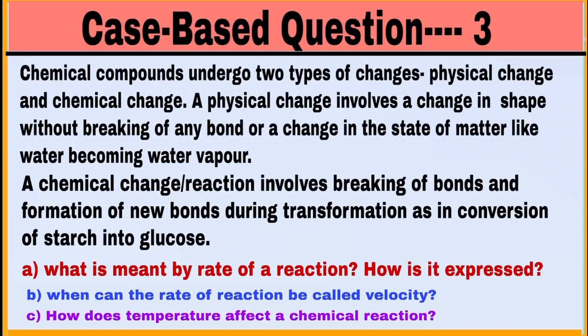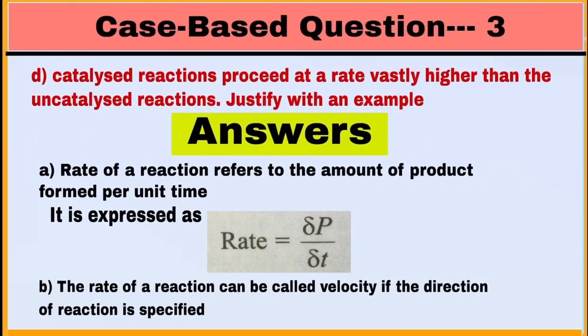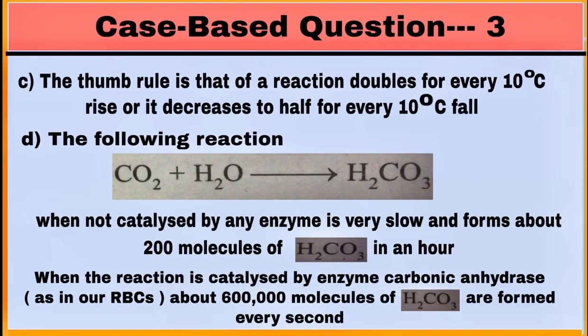Next case-based question number 3. Read the paragraph giving information about physical change and chemical change in chemical compounds and answer parts A, B, C and D. Check the answer of all parts, part A and part B, then part C and part D.